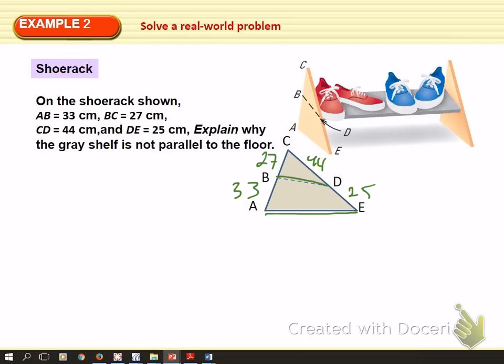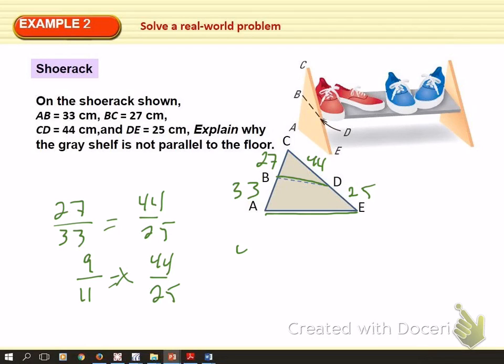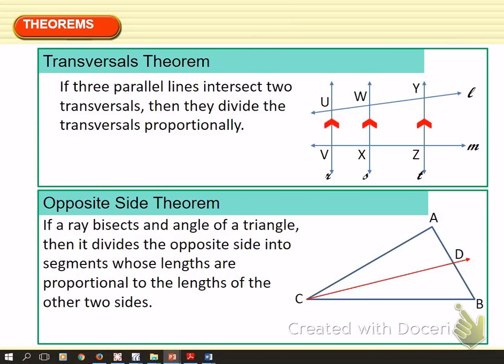Well, if those two lines are going to be parallel, then the ratio of the top piece to the bottom piece on either side would have to be the same. We reduce 27 over 33 to 9 to 11, then cross multiply, and you're going to see that these two are not the same. So BD and AE must not be parallel. Okay? That's how we use the theorem to check it.